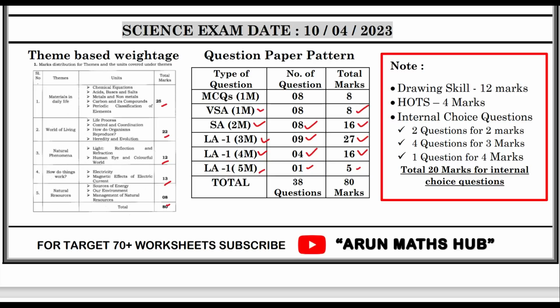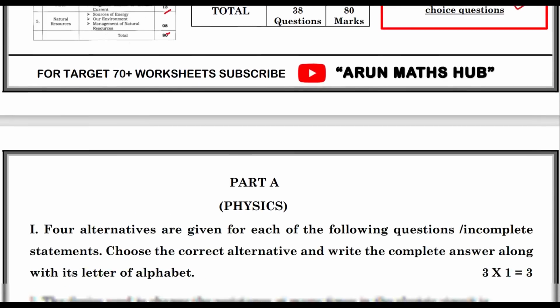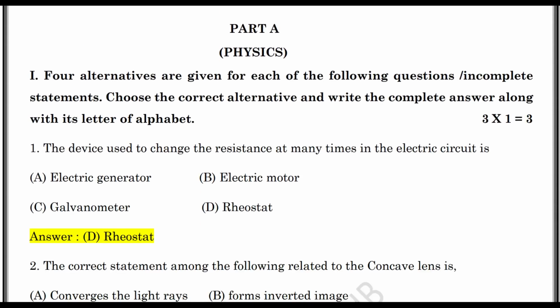Also, dear students, drawing will be asked for 12 marks, and higher order thinking skill questions will be for 4 marks. Then internal choice questions will be 2 questions in 2 marks, 4 questions in 3 marks and 1 question in 4 marks. That is, there will be 20 marks for internal choice questions. Without wasting any time, we'll move to the answers.